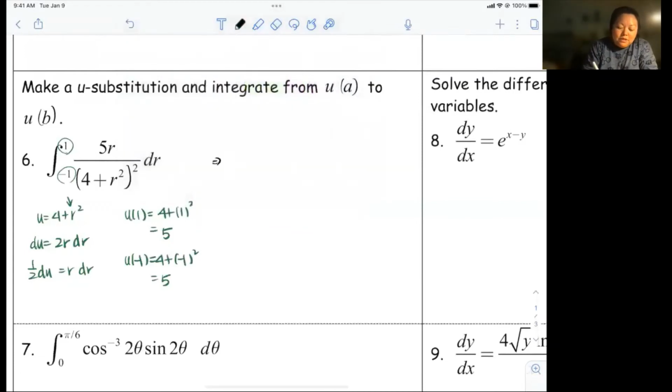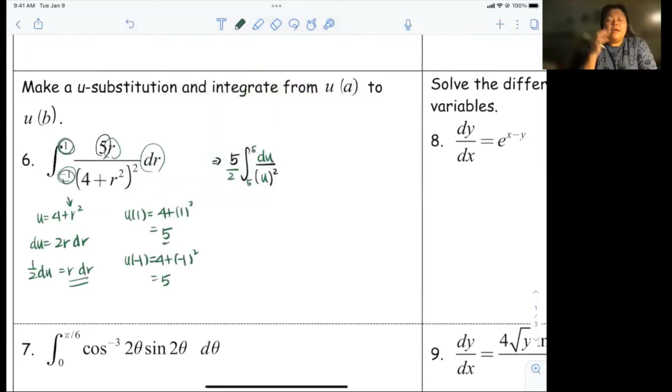So if I substitute this, this 5 is a coefficient. I'm going to put the 5 outside. Okay, the bottom is something squared. The top was r dr. R dr gets replaced by 1/2 du. The bottom was u squared. And my interval, the 1 got replaced by the 5. -1 also got replaced by the 5. And at this point, you can tell yourself, hey, my interval is going from 5 to 5, 0. There's no area at all, right?